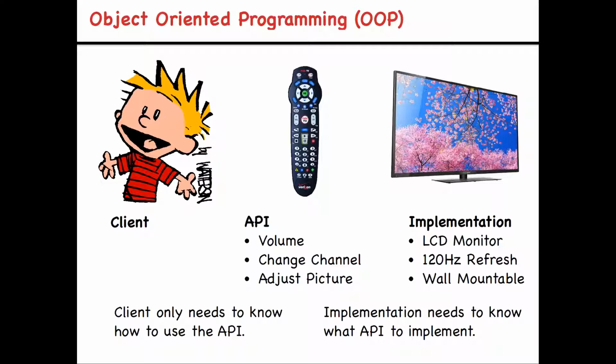So hopefully that makes it a little bit clearer with this API thing, and there's a contract between the client and the class. That's what this is. This API is essentially the contract between the client and whoever wrote our code.